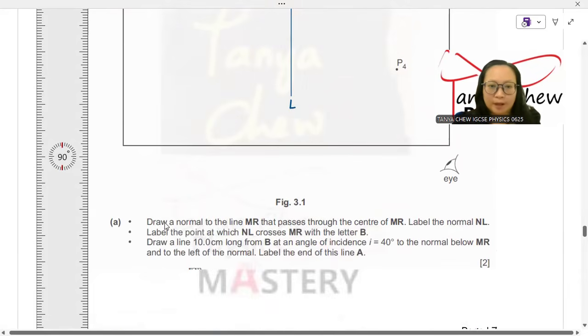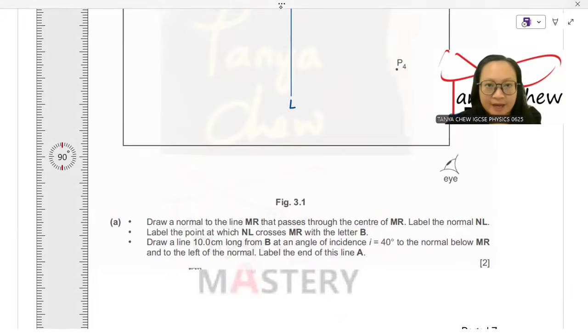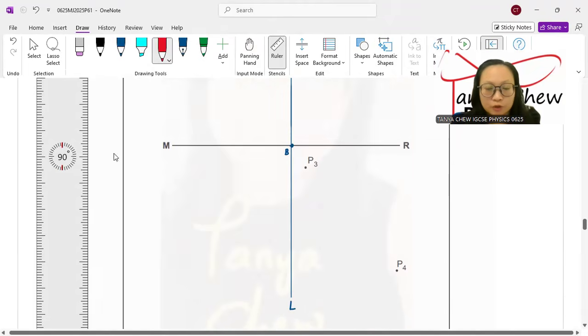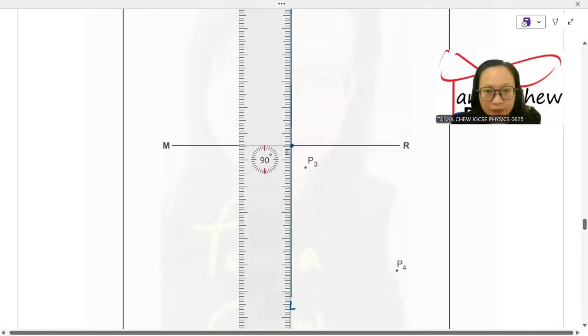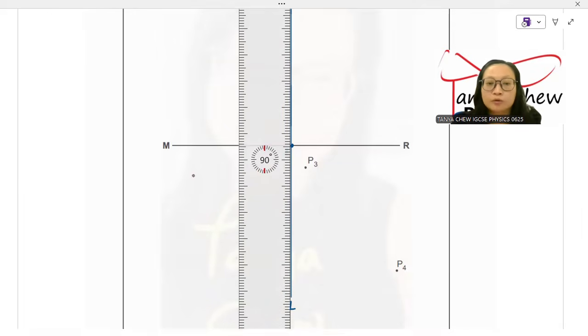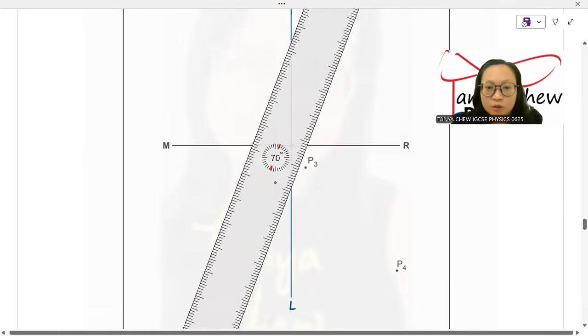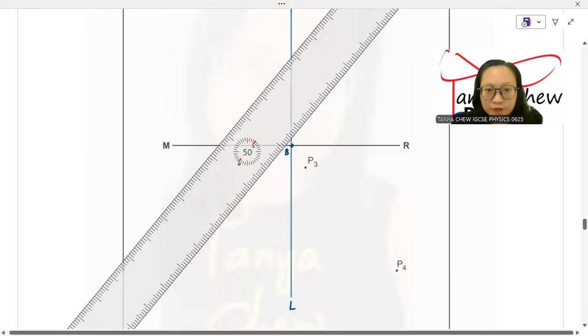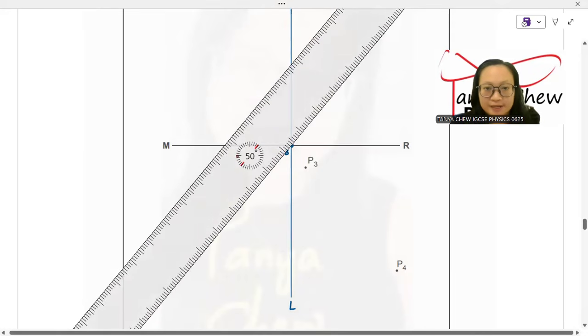Done. And then draw a line 10 cm from B at an angle of incident 40 degrees to the normal below MR and to the left of the normal. Label the end of this line as A. So to the left of the normal, it has to be 40 degrees from the normal. So normal is 90 degrees. 40 degrees from the normal, you take 90 minus 40, so you get 50. So use your protractor, you have to draw 50. Measure from normal is 40 degrees, yeah?